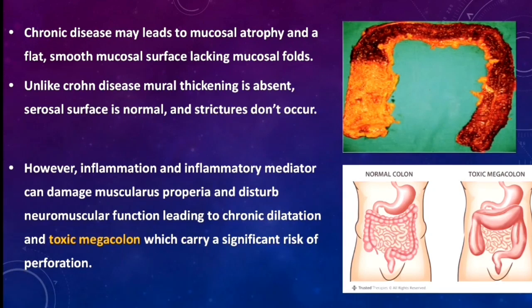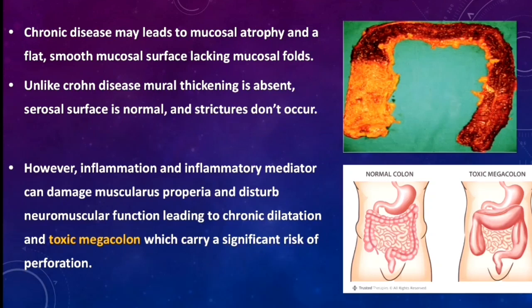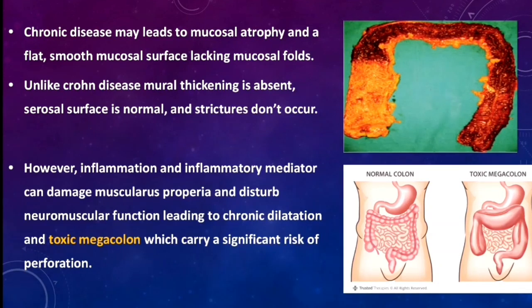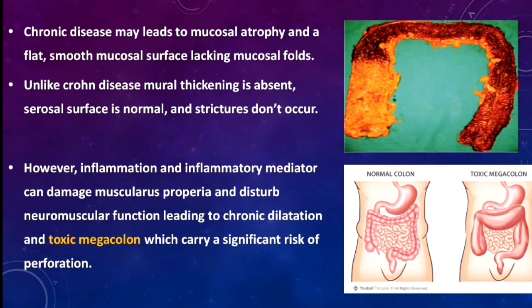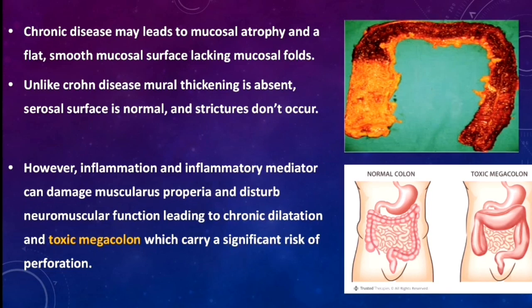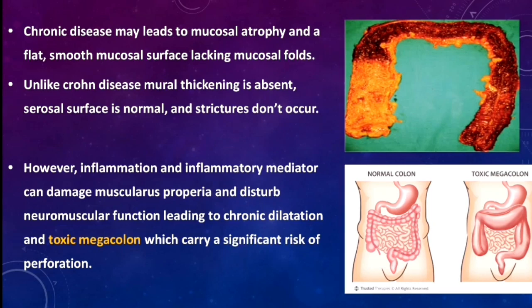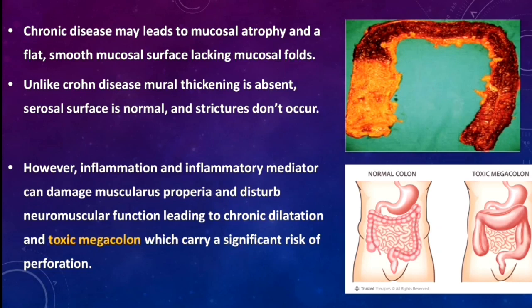Chronic disease may lead to mucosal atrophy and a flat, smooth mucosal surface lacking mucosal folds. Unlike Crohn's disease, mural thickening is absent, the serosal surface is normal, and strictures don't occur. However, inflammation and inflammatory mediators can damage the muscularis propria and disturb neuromuscular function, leading to chronic dilation and toxic megacolon, which carry a significant risk of perforation.